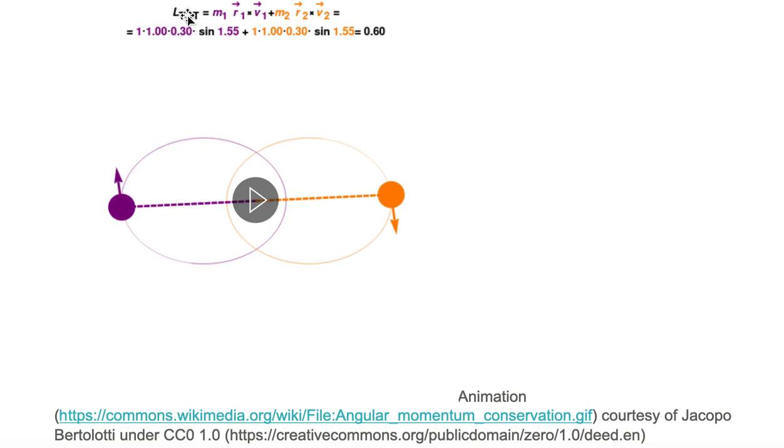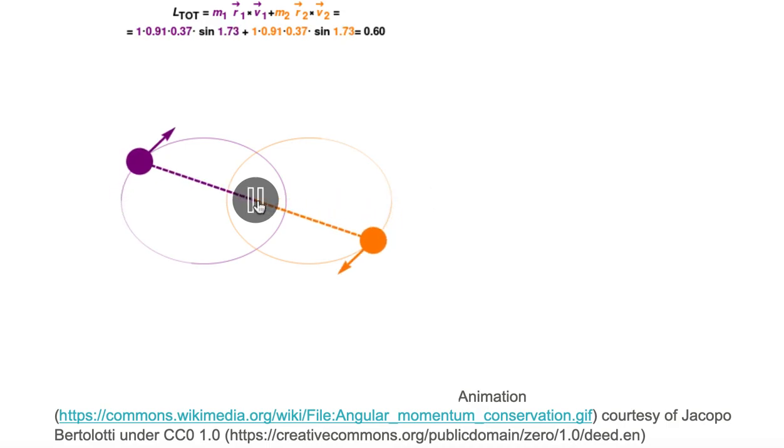So the total angular momentum is going to be the mass of the purple object times the radius of the purple object times the speed of the purple object, and we're going to add on to it the mass of the orange object times the radius of the orange object times the speed of the orange object. So we have the angular momentum when the objects are furthest apart.